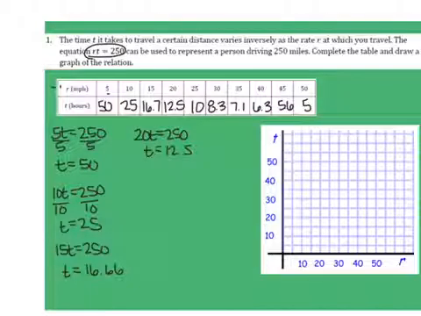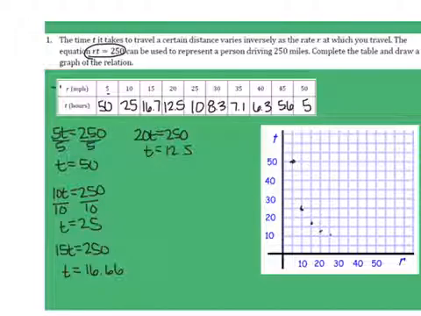Now we're going to graph this. r is the same thing as my x, and t is the same thing as my y. So I'm going to go over 5 and up 50, and plot that first point. I go over 10 and up 25, plot that point. Over 15, up 16.7, so it's a little bit past 15. Over 20, up 12.5. 25, up to 10.